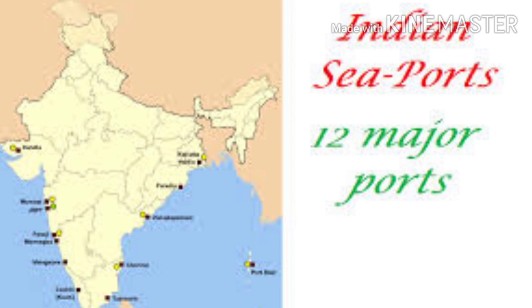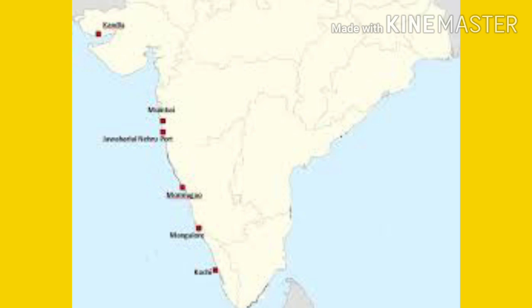Out of the 12 major seaports, they were divided into 2 categories: major seaports on the west coast consist of 6 ports and major seaports on the east coast consist of 6 ports. First, we are going to study about the west coast ports in India, which include Kandala Port in Gujarat, Mumbai Port in Maharashtra, Jawaharlal Nehru Port again in Maharashtra, Marmago Port, Goa, New Mangalore Port, Karnataka, and Kochi Port, Kerala.